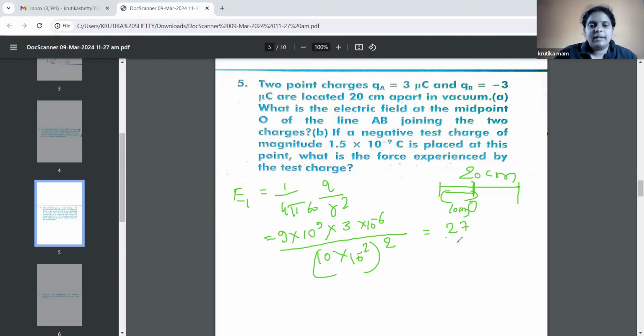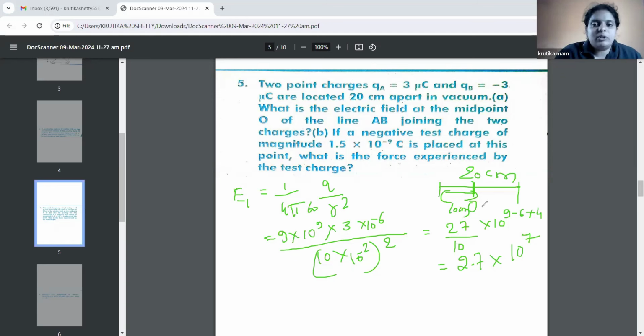27 divided by 10 to the power 10 raised to 9 minus 6 minus 4 means it is plus 4. So you can calculate this one. Here you will get 2.7 into 10 to the power... 9 plus 4 is again 13. 13 minus 6 is 7. So 2.7 into 10 raised to plus 7. You can check this for the answer.